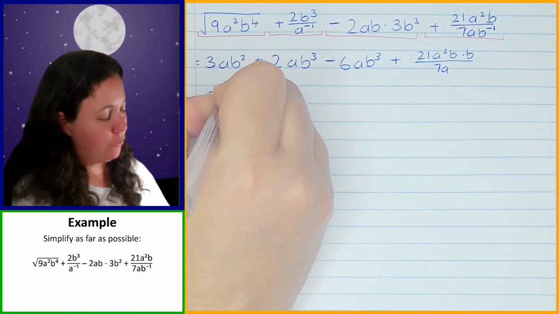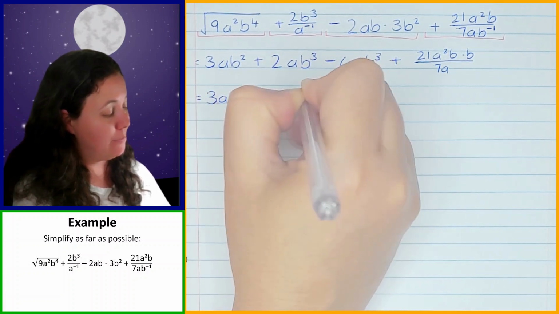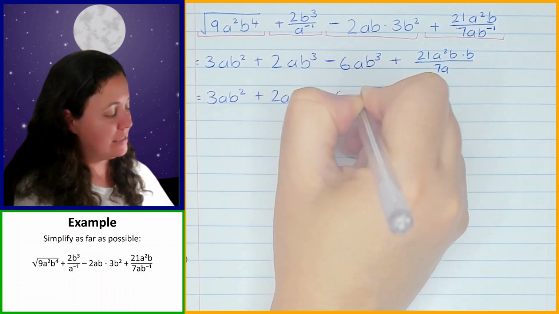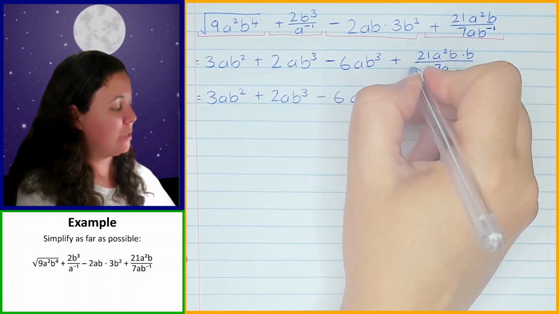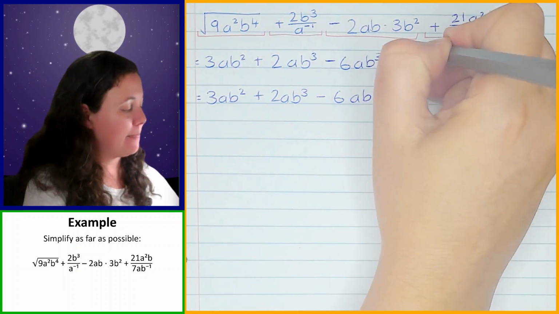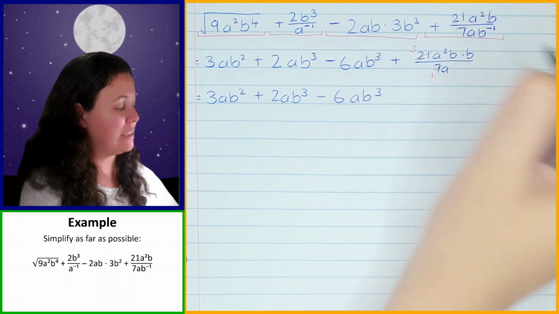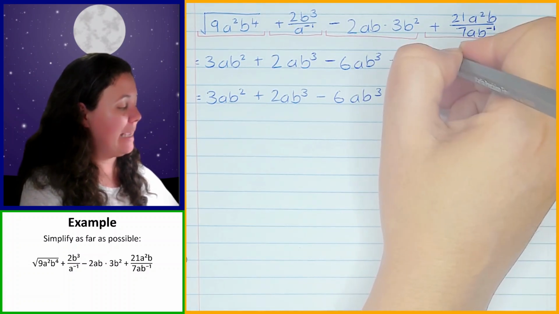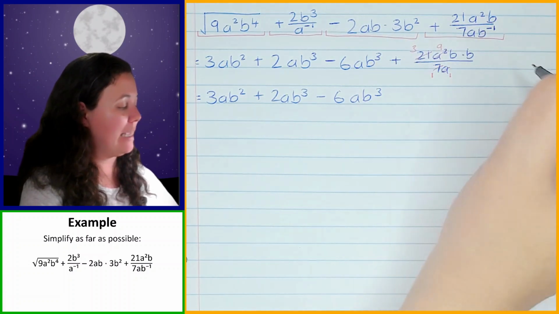So I've got 3ab squared plus 2ab cubed minus 6ab cubed. And then, so none of that is changing at the moment. Now I'm going to go and simplify this. So now I'm going to go and say I've got 21 and 7. 7 goes in there once. 7 goes in there 3 times. Then the a squared and the a can cancel. This cancels completely, giving me 1, and that leaves me with a at the top there.